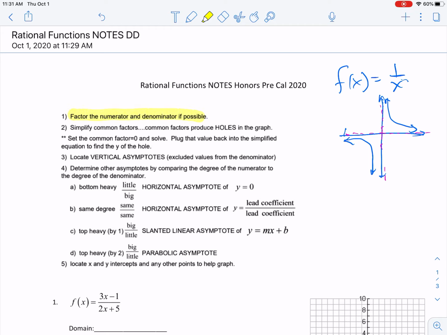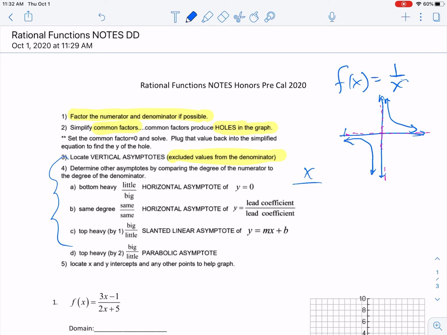The first step is to factor, and then look for holes. Holes happen when you have a common factor in the numerator and denominator. Vertical asymptotes are what make the bottom 0, okay? What makes the bottom 0. The horizontal, it goes back to that little over big. You're talking about the degree of the numerator and the denominator.